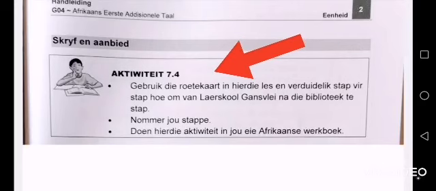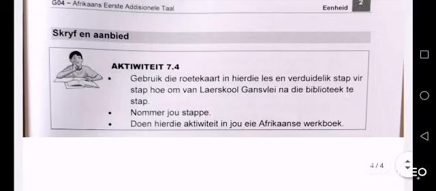Okay, so you need to look at the map in activity 7.2 and then you have to write down step by step how to walk from Laerskool Gansvlei na die biblioteek. Biblioteek is the library. Okay, you have to number your steps.